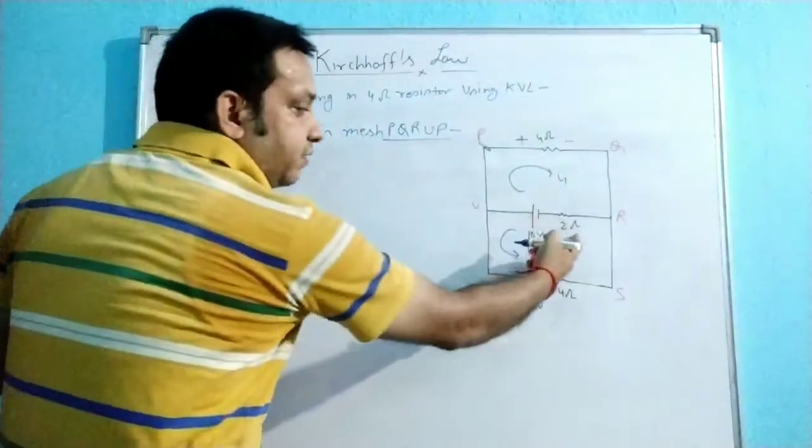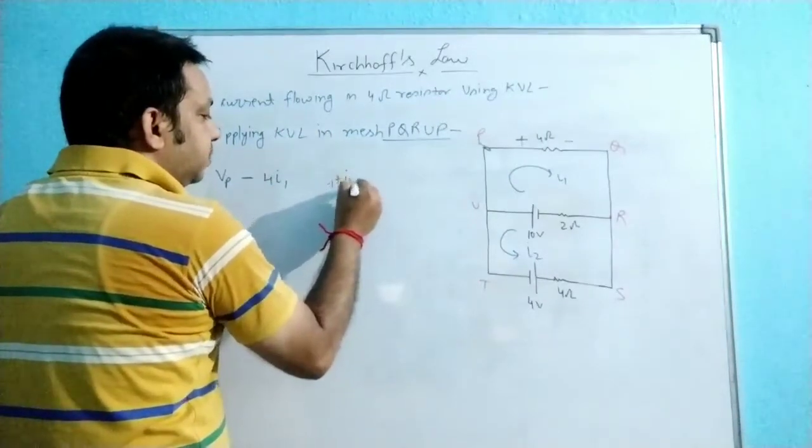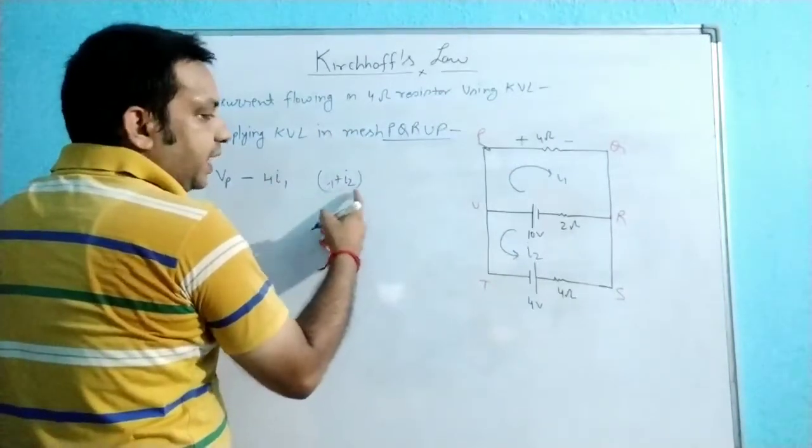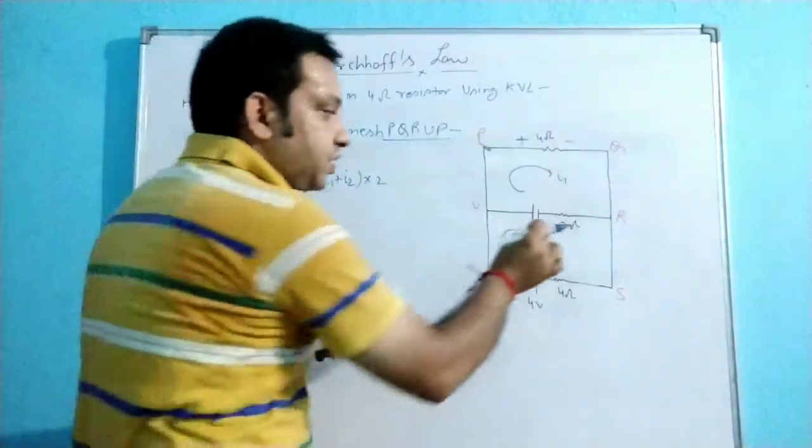And I2 direction? I2 direction is also from R to U. So what is the net current flowing through this one? Net current is I1 plus I2. So I1 plus I2 multiplied by this 2. So this is the potential difference across this 2 ohm resistor.